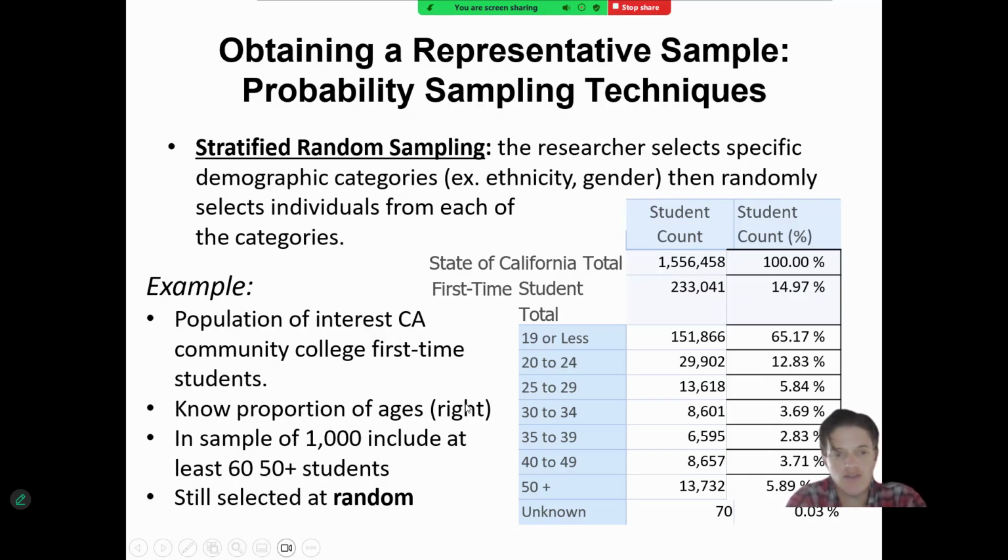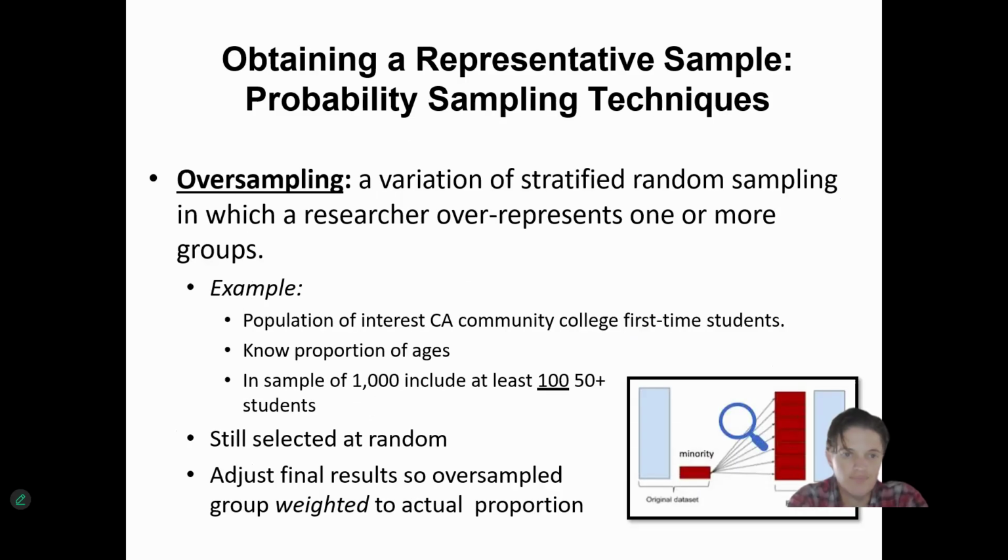We know the proportion of ages, which is over here on the right. In the sample of 1,000 students, we have at least 60 that are 50 plus, right? So we still select this at random, but we have a little stratified specific demographic category that we're looking for, right? So this is just another way that we can still stay within the representative sample area, but get something a little bit more specific, a little more narrow to the demographic category that we are interested in studying.